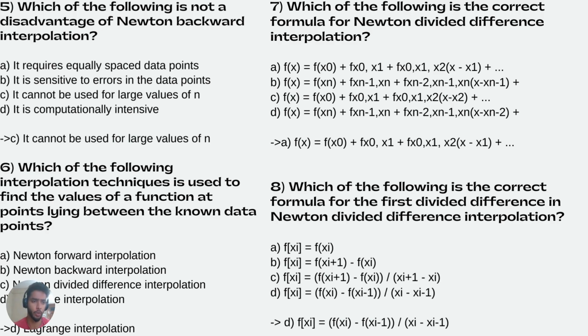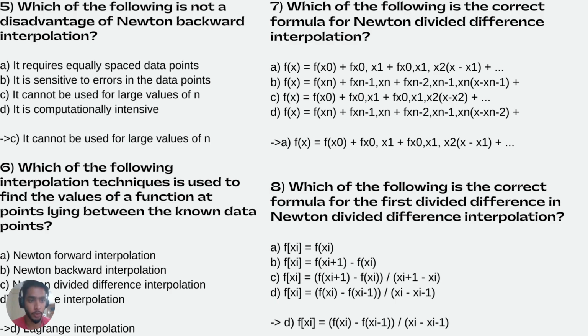Which of the following is not a disadvantage of Newton backward interpolation? It requires equally spaced data points. No, it's not the case. It is sensitive to error in data points. No, it is definitely not the case. We have been asked which of the following is not a disadvantage. It is computation intensive. We saw earlier that it's an advantage, so that is not the case. So we are left with option C: it can be used for large values of n. So option C is going to be our answer.